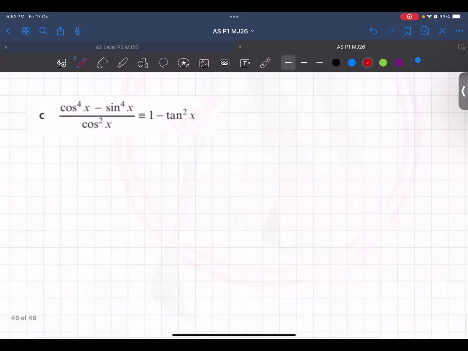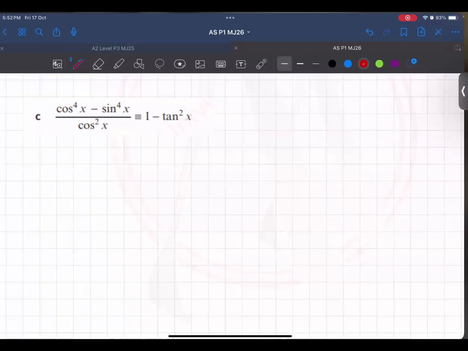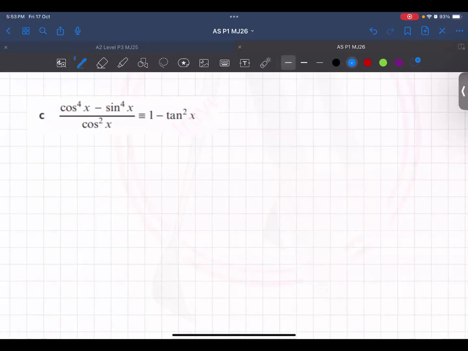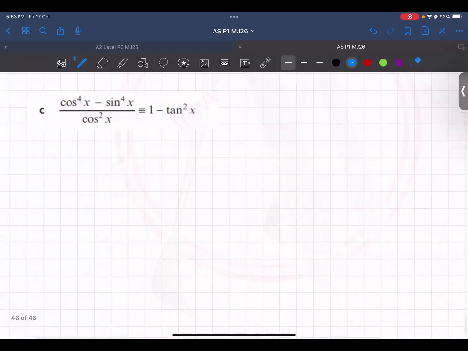Why not? Now in this one, I know what is to be done. You always start off with the more complicated part. I think the left side is the more complicated one. Anyone, any ideas? The two identities that we have. No ideas.